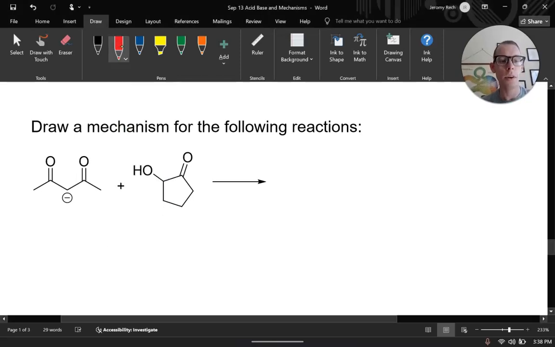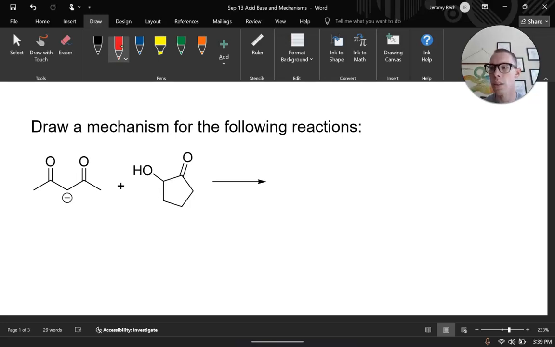All right, so one of the other tricky parts of this chapter is thinking a little bit about mechanisms and drawing those arrow-pushing mechanisms. So here we have, let's see, 1, 2, 3, 4, 5 different reactions. What we're going to do is predict the products and then draw a mechanism, which is going to be those curved arrow formations from our base to our acid. We can also use the terms for Lewis, from our nucleophile to our electrophile.